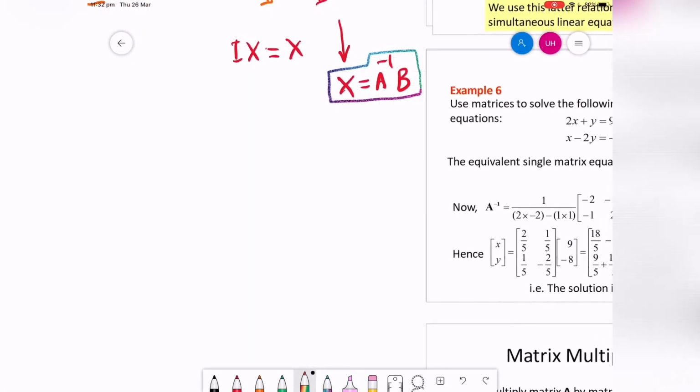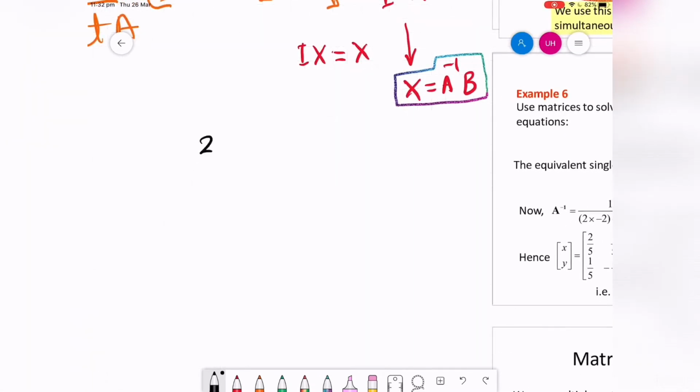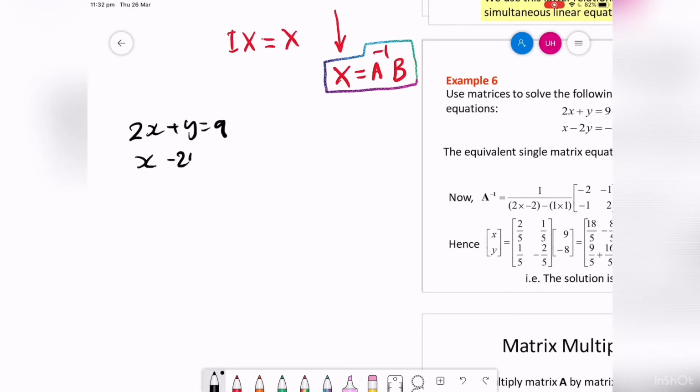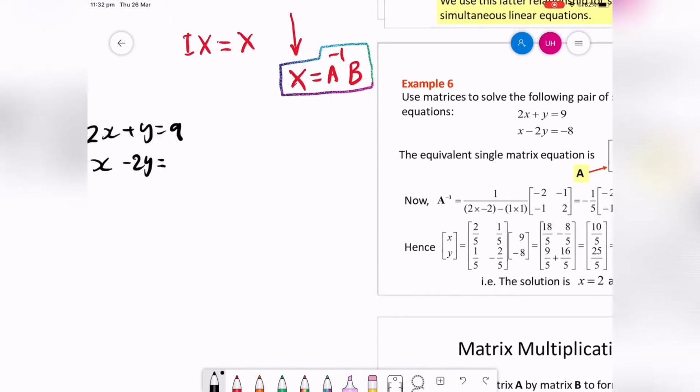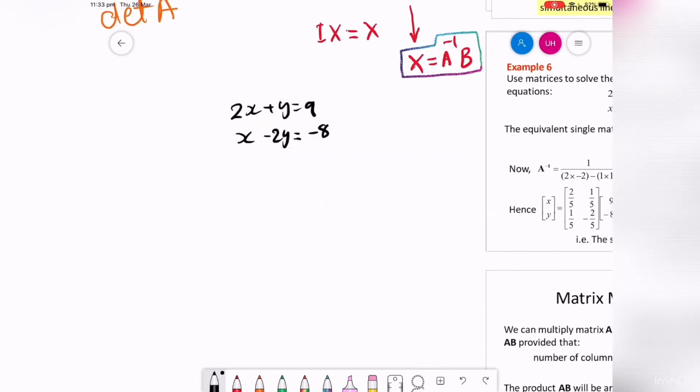So it is 2x plus y equals 9, and the other one is x minus 2y equals minus 8. So these are two equations and we need to solve them. So first of all, how to solve it? What we need to do is write this in a matrix form.